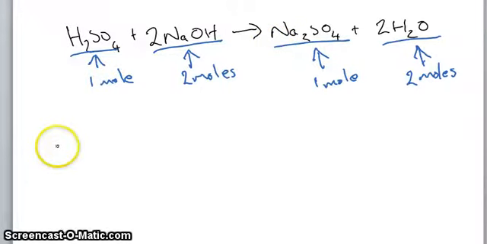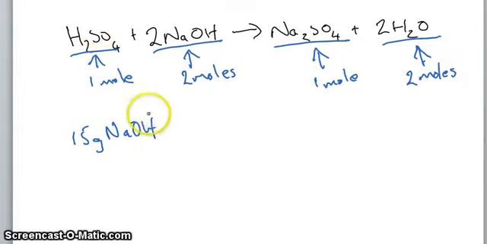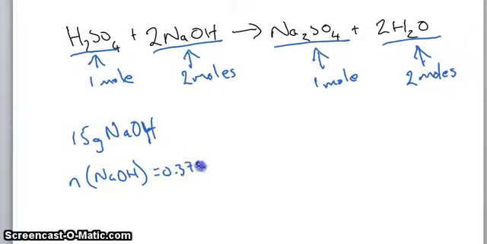The numbers in front of the equations actually tell us what we've got. So if we've got 15 grams of sodium hydroxide and we're reacting that with sulfuric acid, how much sulfuric acid would we need? We can calculate that. If we go back to our earlier example, we calculated that 15 grams of sodium hydroxide gave us 0.375 moles of sodium hydroxide.